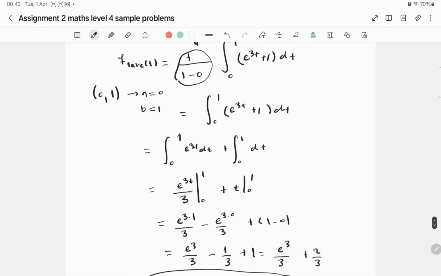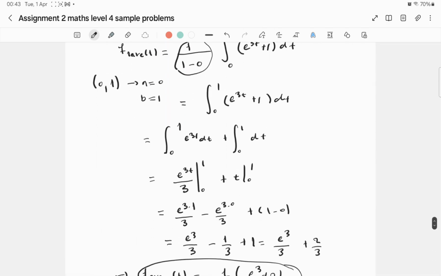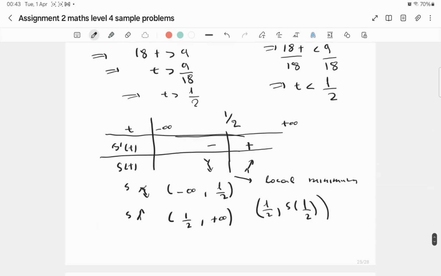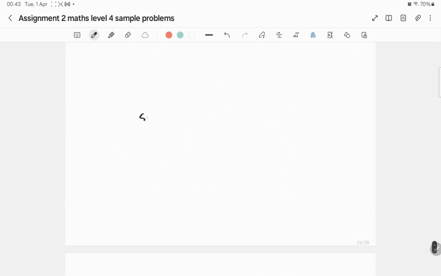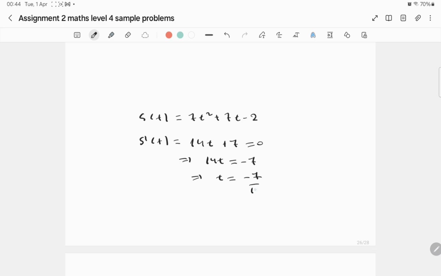Now let's have a look at one more example. s(t) is 7t squared plus 7t minus 2. We calculate the first derivative, so that is 14t plus 7, and we take that equal to 0. 14t is equal to minus 7. We divide by 14, minus 7 over 14, and t equals minus a half.